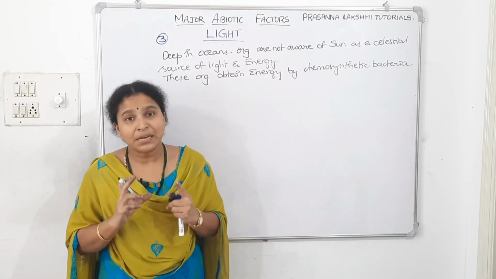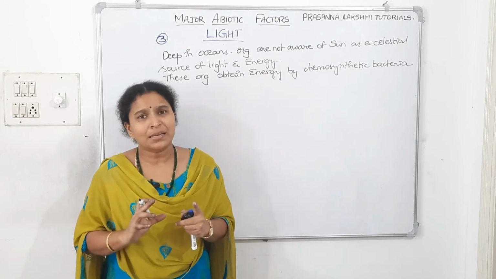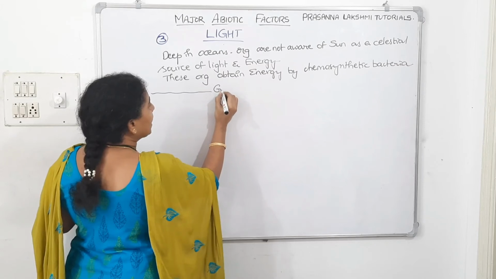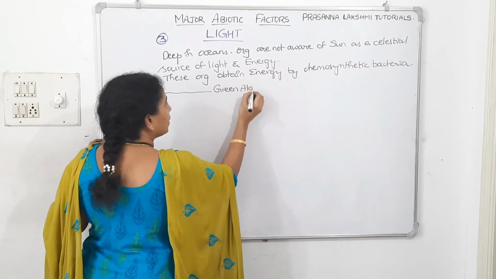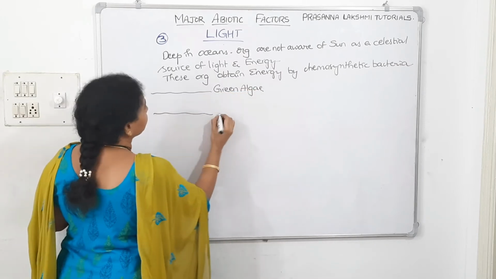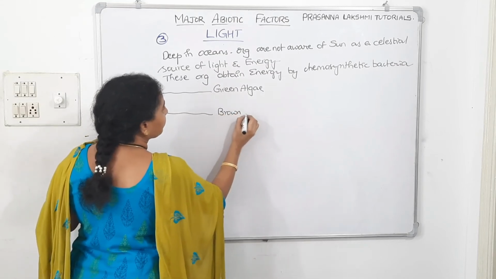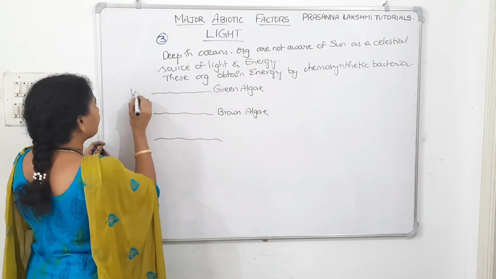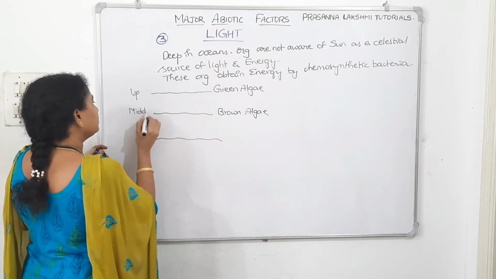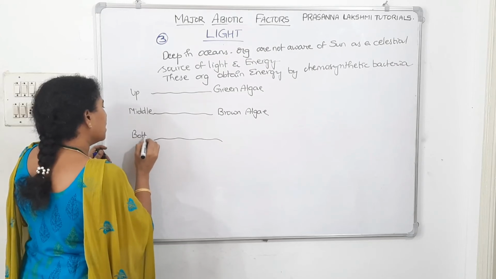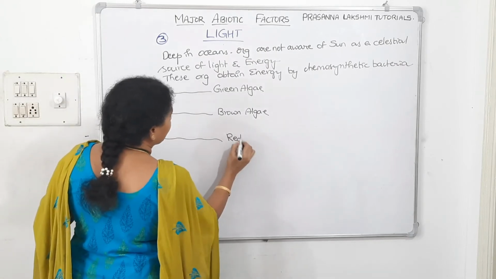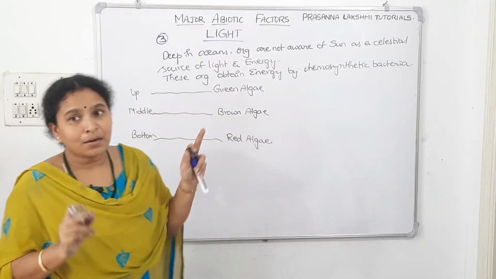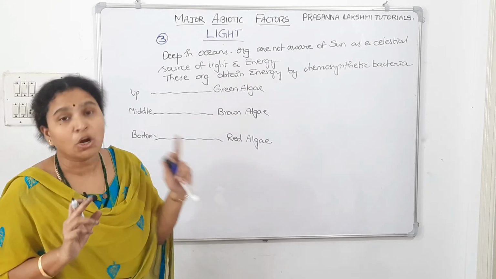Neritic algae are completely aquatic forms. All the forms of algae are not available at every place. On the upper surface, green algal forms will be there. At the middle level, brown algae will be there. At the bottom level, red algae will be there. Green algae require abundant sunlight, that's why they are on the top.